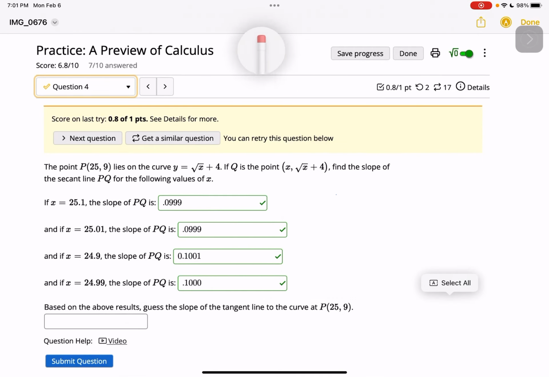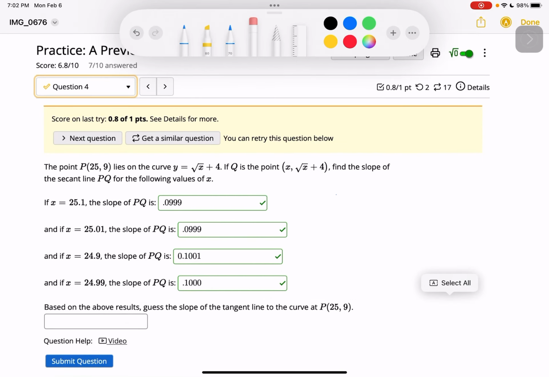Okay, for this problem, what we're looking for is the slope of the line at the point (25, 9). If you were to work this out, putting in 25.1, you got the slope being 0.0999. At 25.01, the slope is 0.0999 as well. If you go to the other side, 24.9 gives 0.1001, and 24.99 gives 0.1000. I keep saying it wrong.